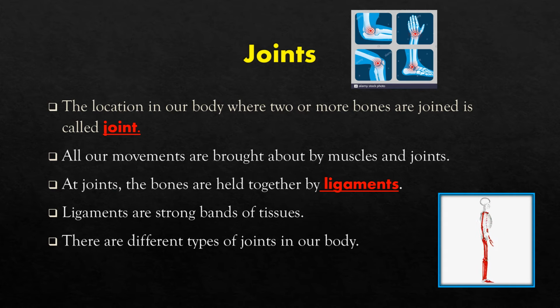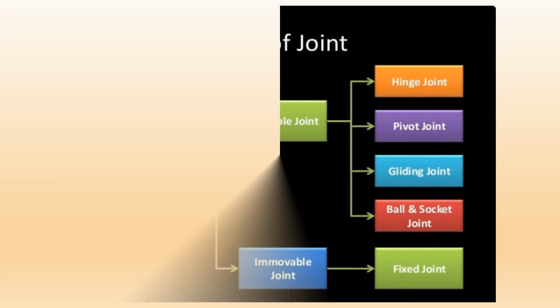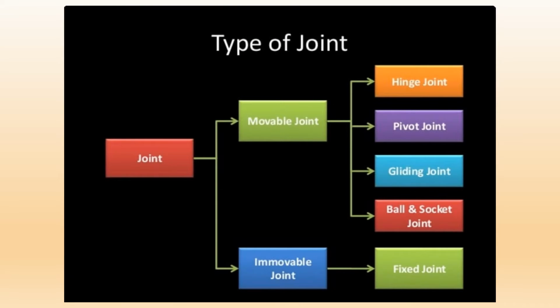Now there are different types of joints in our body. There are two types of joints: movable joint and immovable joint. In a movable joint we can move our body in different directions, and in an immovable joint the joint is fixed. The movable joints are the hinge joint, pivot joint, gliding joint, and ball and socket joint, and the immovable joint is the fixed joint. Now we're going to learn about all these joints.